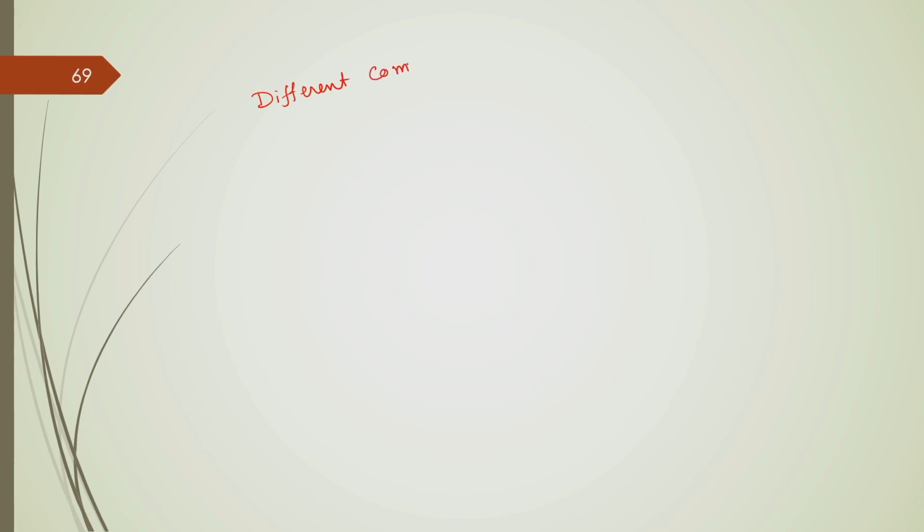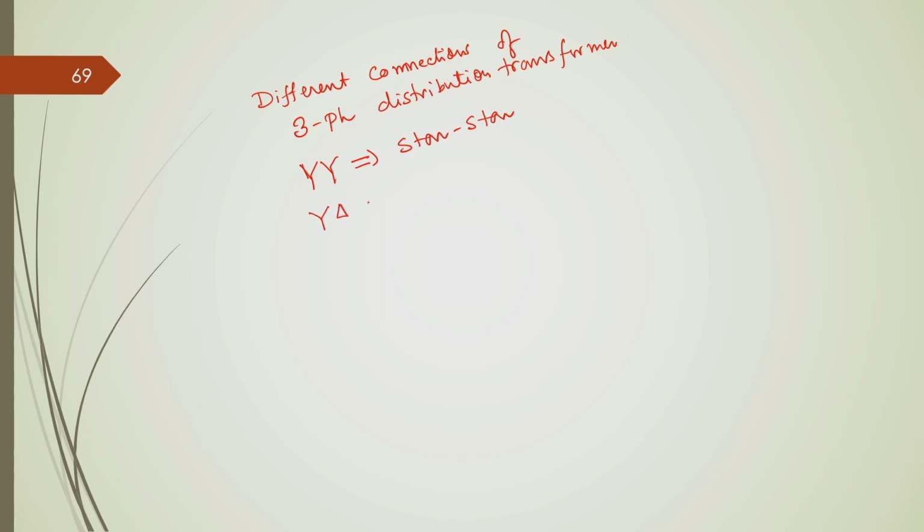Different connections of 3-phase distribution transformer include star-star, that means both primary and secondary sides are connected in star, or star-delta, that is the primary side is star connected and the secondary side is delta connected. Similarly, delta-star, where the primary side is delta connected and the secondary side is star connected, or delta-delta, where the primary side is delta connected and the secondary side is also delta connected.